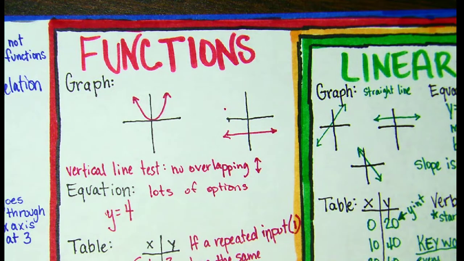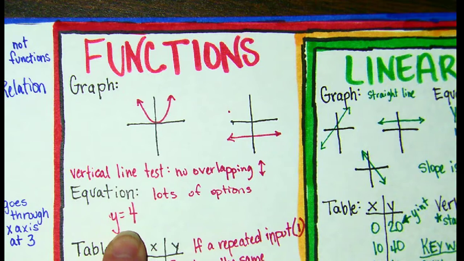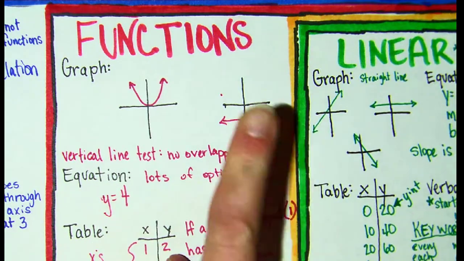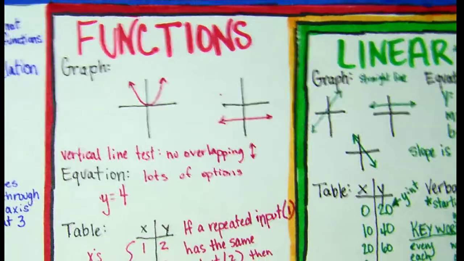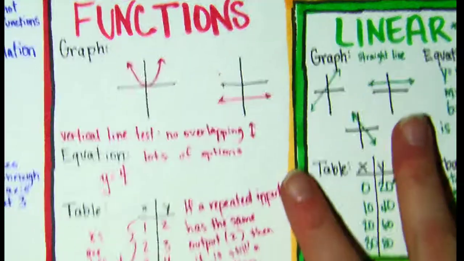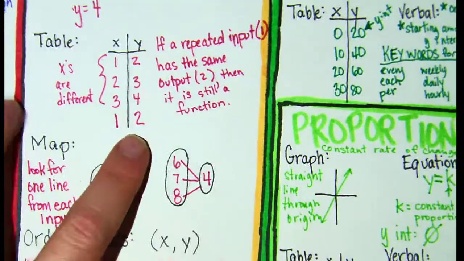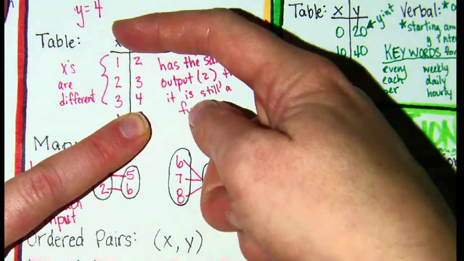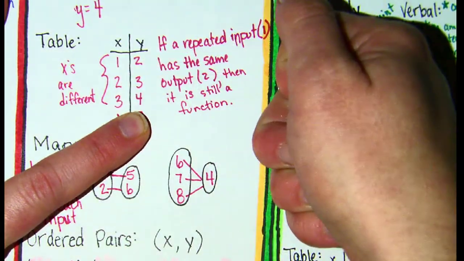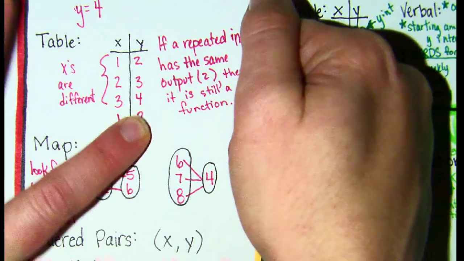Again, for an equation, there are so many options, no way we're going to list them all. One that is frequently missed is y equals 4. So that would be a graph of a horizontal line there. On the table, if you have different inputs, then it's going to be a function.